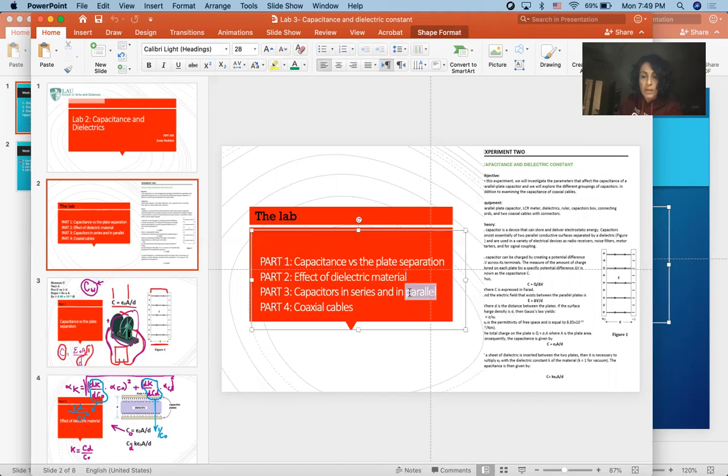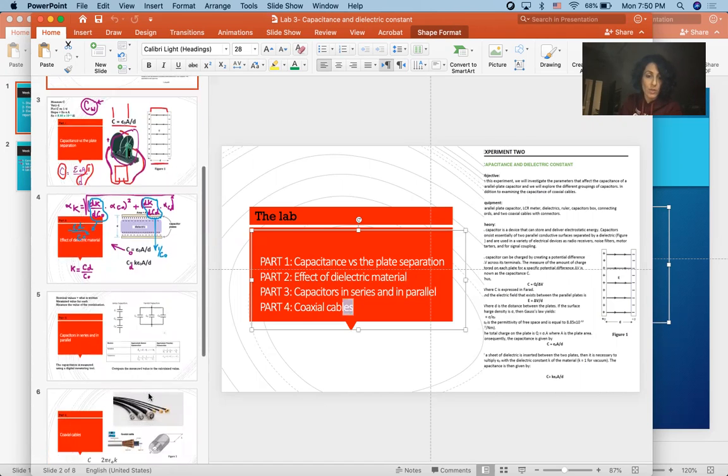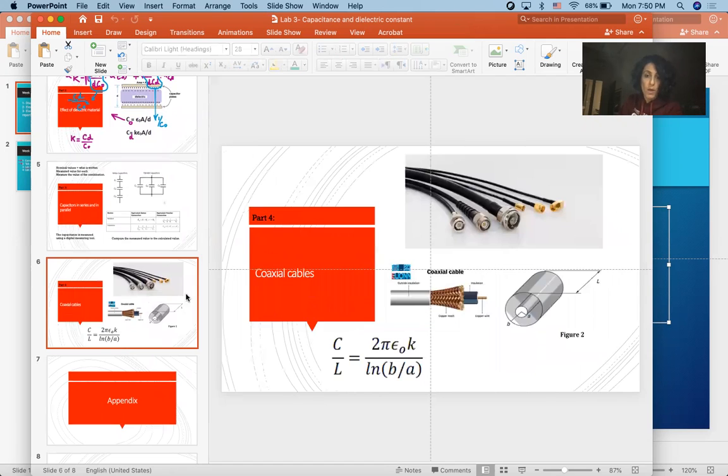Then you were given a box of capacitors. I'm going to show you in a moment in the video how the box looks and how the connections will be made. Your job was basically to compare your calculation to the measured values given by me. Eventually we had part four, coaxial cables. So let me start directly with part four.